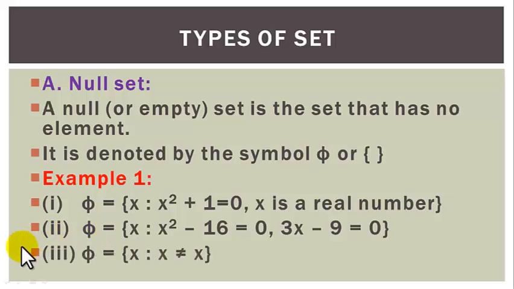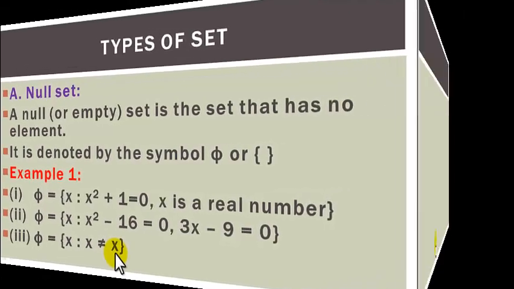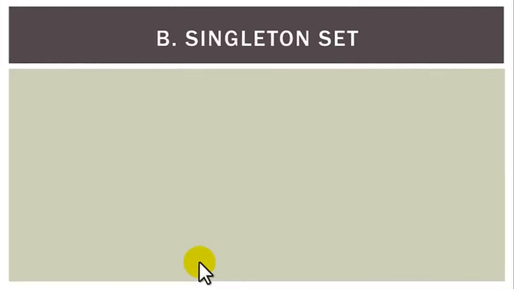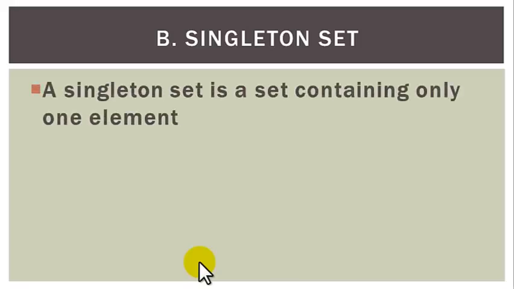3. The set of all x such that x is not equal to x is also an empty set, because there is no number that is not equal to itself. The second type of set we shall discuss here is the singleton set. A singleton set is a set containing only one element.